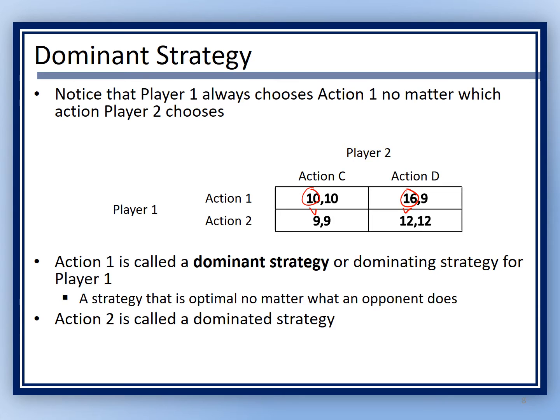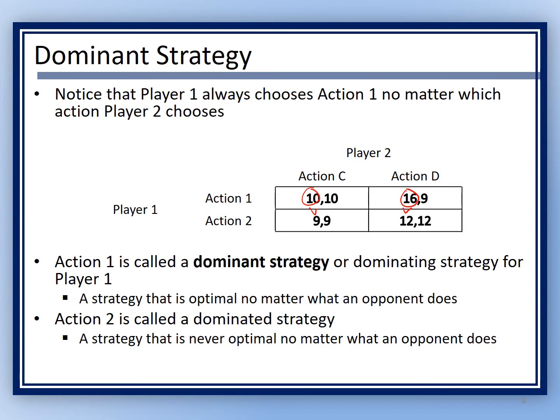Action 2 is called a dominated strategy because using it is never a good idea. Right? Using it is never a good idea. So if a player always chooses a single action, we call that a dominant strategy. And the one that he never chooses, a dominated strategy.